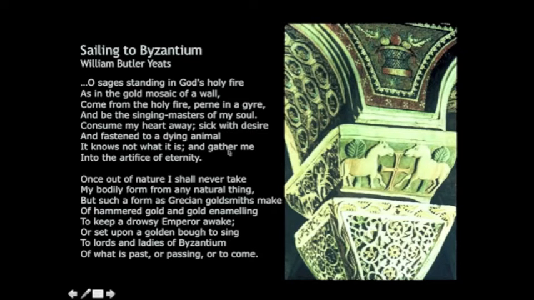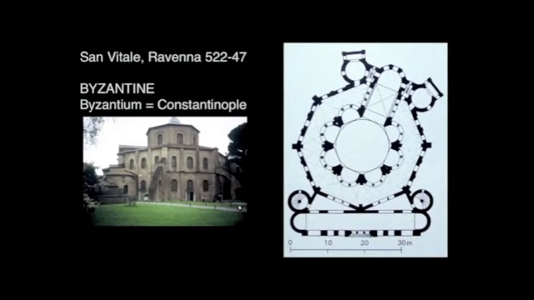This notion about sick with desire and fastened to a dying animal is a nice expression of how the medieval people viewed the body, right? We saw in classical thought how the human body is this microcosm of divine order, celebrated for its perfection, celebrated for its beauty. And not that Yeats is really a medieval guy, but his take on the medieval spirit is that the body becomes this dying animal that the soul is somehow tethered to. And only by pulling yourself out of nature and putting yourself into these eternal creations can you somehow save the situation. We looked at San Vitale as an example of a Byzantine church.